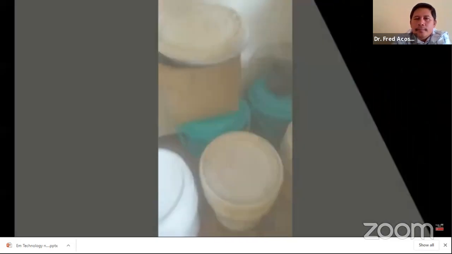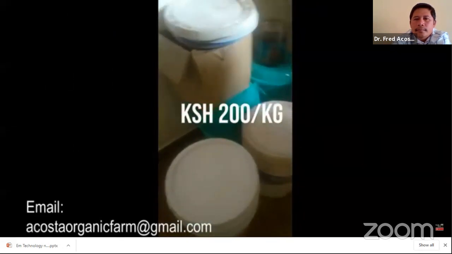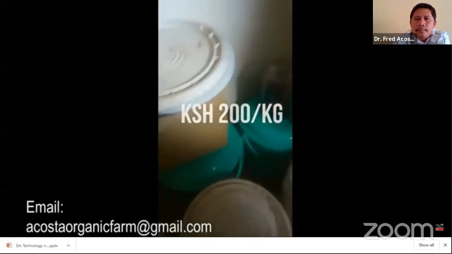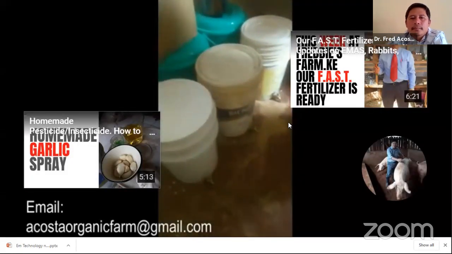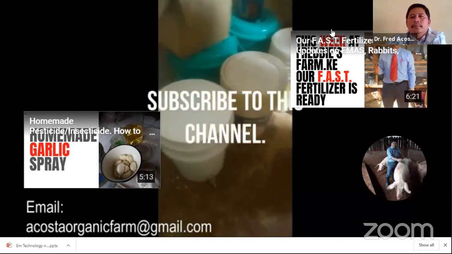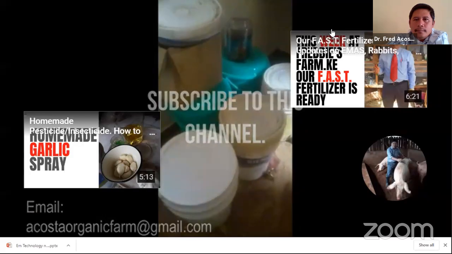All right, folks. If you want to order, we have plenty of composting agents already. These two green ones are composting agents. I have 3 extra buckets here. You can order if you like. Okay. Thank you.